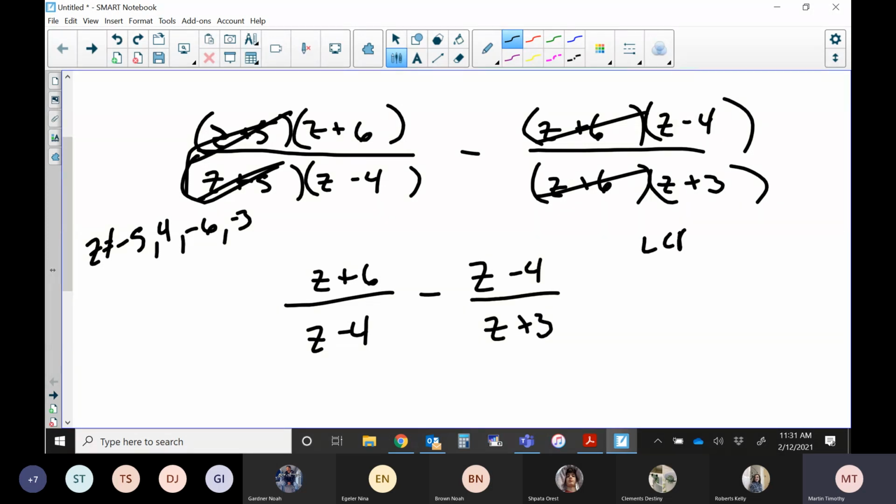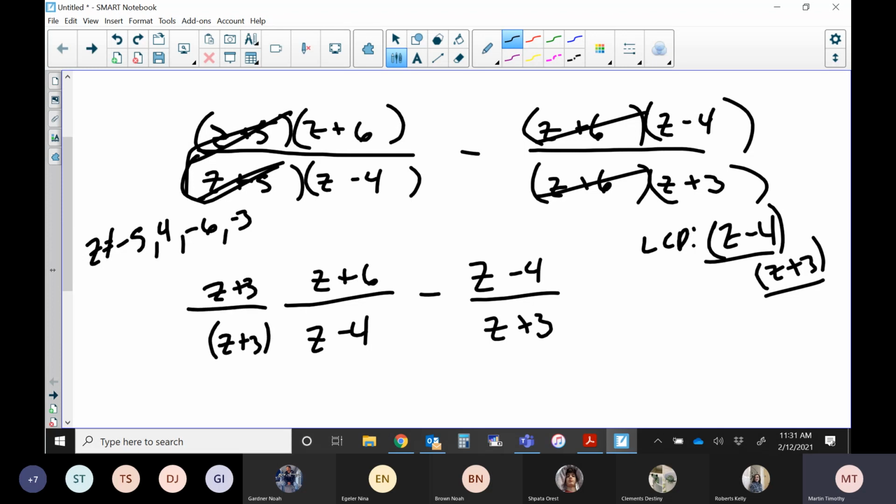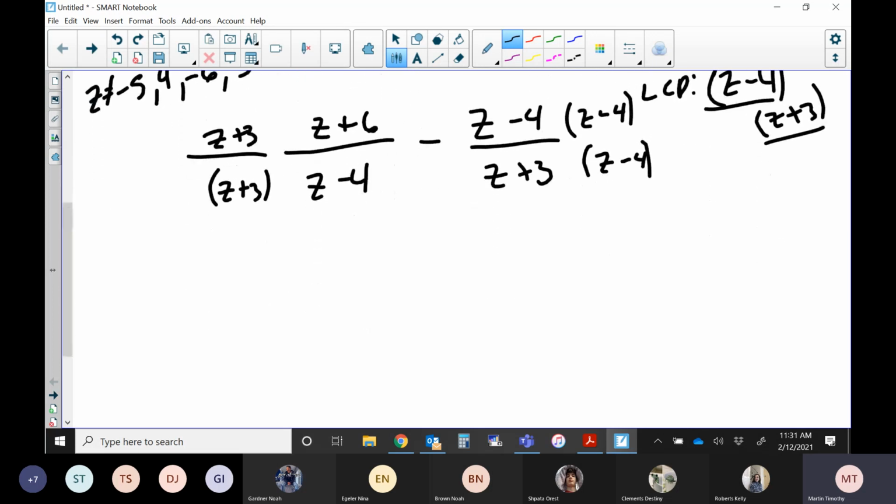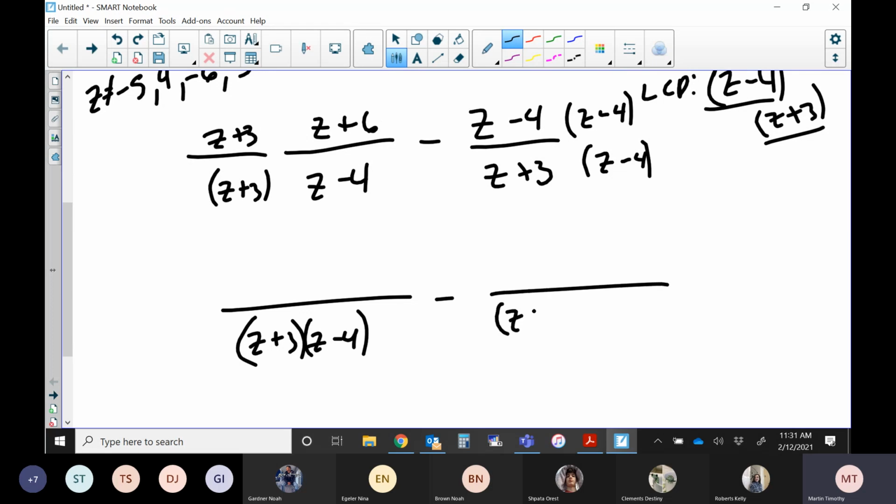Now I'm going to look for the least common denominator, which would be z minus 4, z plus 3. So I go, okay, since this is not an equation, I can't multiply everything by that. I've got to say, hey, what are you missing? Whatever you're missing, I got to multiply to the bottom and to the top because I'm really multiplying by the number 1. That's the only trick I can use here. So this needs a z minus 4. And bottoms are both going to become the same. Both of them are going to be z plus 3, z minus 4.